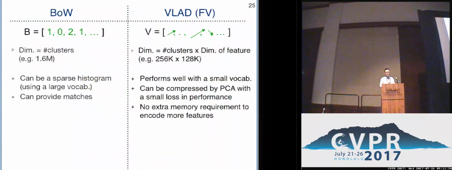So here is the comparison between Bag of Words and VLAD. For Bag of Words, it is good to use a large vocabulary because it makes the histogram sparser, and then you can efficiently implement it with inverted indexing. Another good point is that Bag of Words matching is essentially feature matching with quantization. So it can naturally provide feature-to-feature matches.